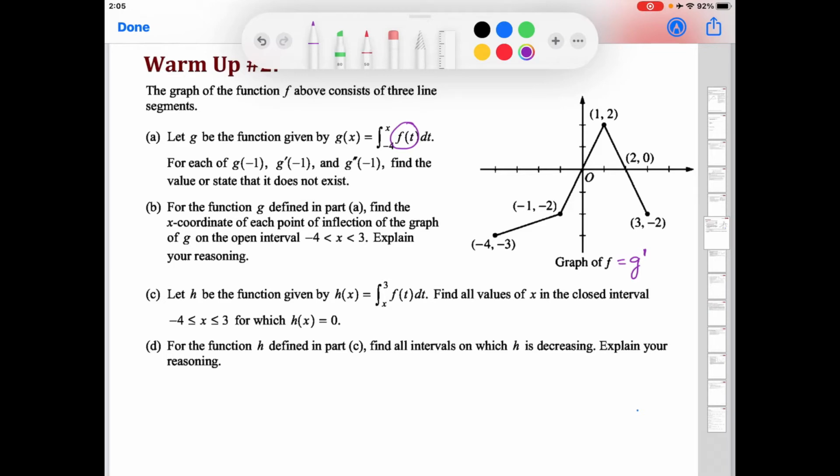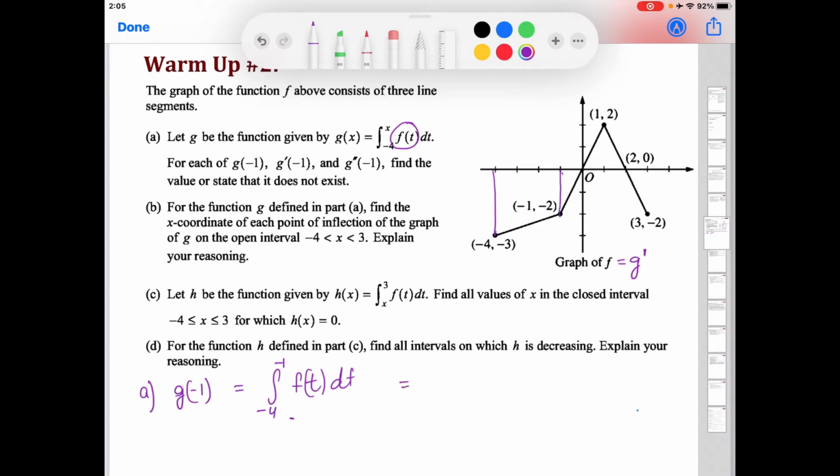Now I want to find the values of g of -1, g prime of -1, and g double prime of -1. Find the value or state that it does not exist. So part A, g of -1. How do I get my original graph's information from my first derivative graph? I am going to use the integral that's been given to us, f of t dt. So I'm going to bound it from -4 to -1. I want to find the area.